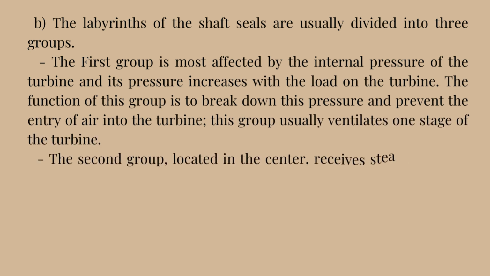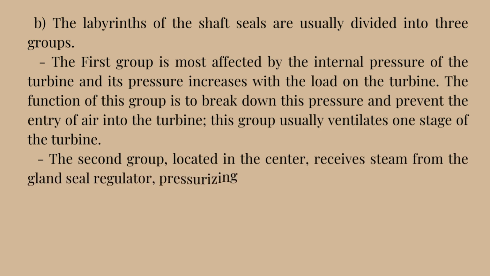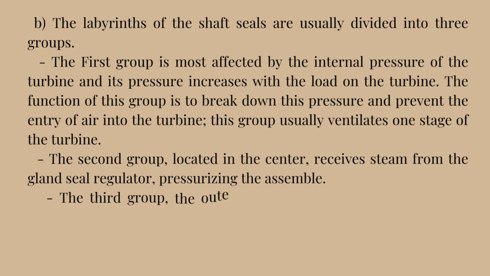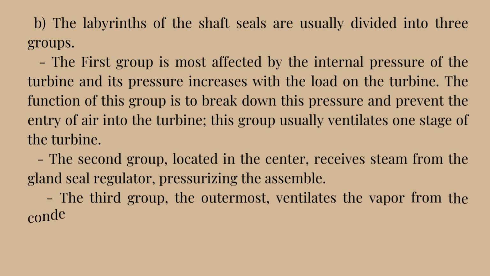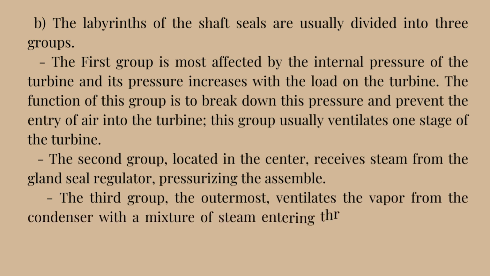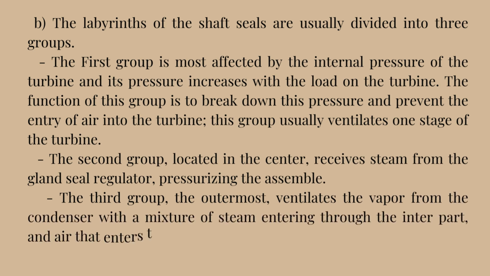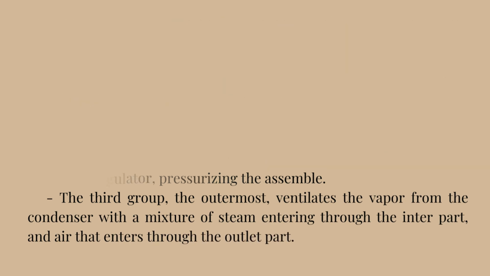The second group, located in the center, receives steam from the gland seal regulator, pressurizing the assembly. The third group, the outermost, ventilates the vapor from the condenser with a mixture of steam entering through the inner part, and air that enters through the outlet part.